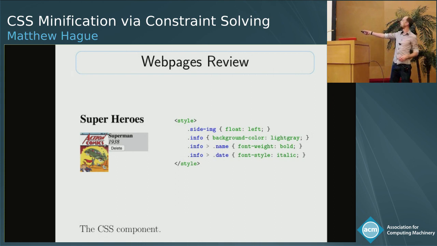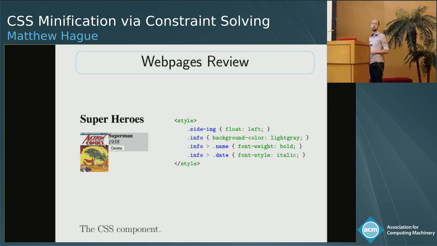So these last 2 actually demonstrate that these selectors can get a bit complicated. They don't just pick out the tags. They actually allow you to move around this tree structure. So this is going to match any name element that's the child of an info element. And this is any date that's the child of an info. So you can move around the tree, and these selectors can get quite complicated.